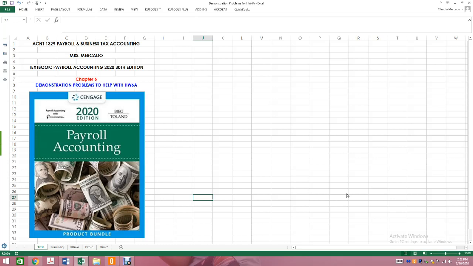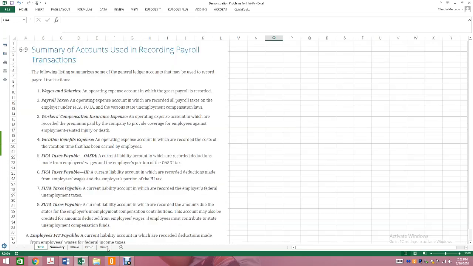Okay, so I also wanted to highlight, before I jump into the problems, that at the end of the chapter there's a summary of accounts used in recording payroll transactions. And I really wanted to show you this because what it basically does is give you a list of all of the accounts that we're going to be using, or that we could potentially be using when we record our payroll or tax transactions. And then it explains to you what should be posted to each of these accounts.